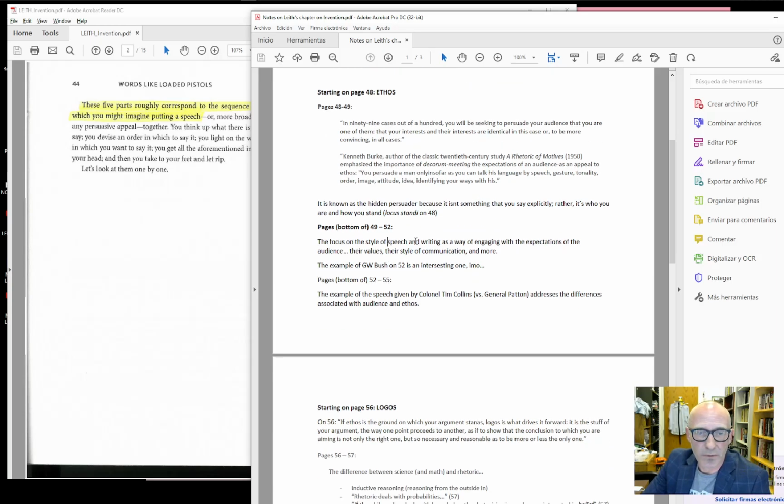The focus on the style of speech and writing is a way of engaging with the expectations of the audience, their values, their style of communication, and more. Yeah, all of this is part of ethos.